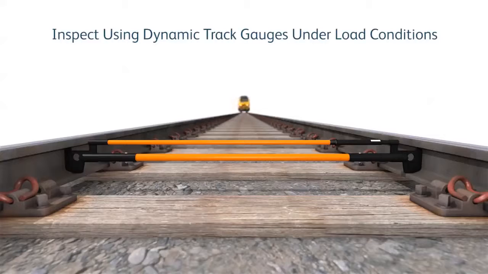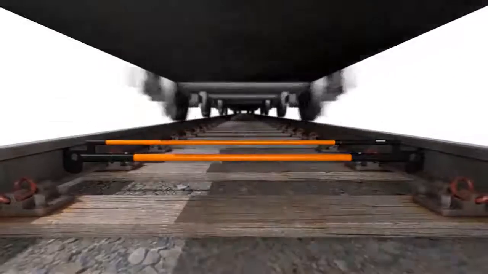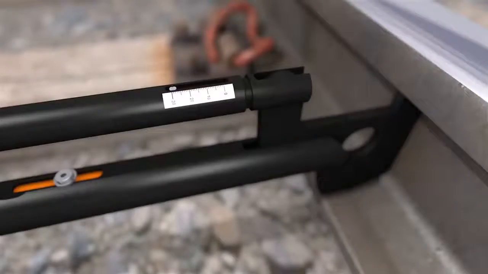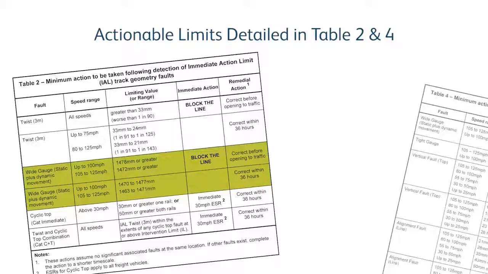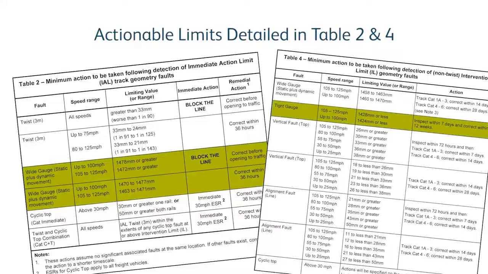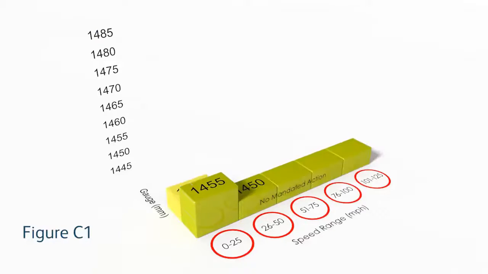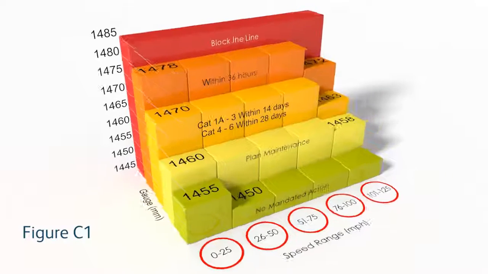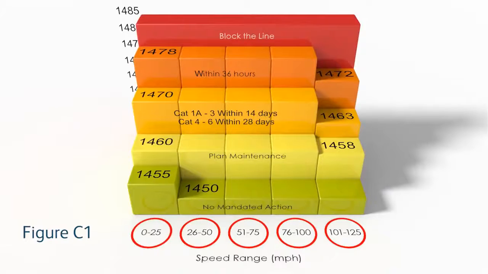Gauge faults must be inspected using dynamic track gauges under load conditions. Shuffle, rail rotation, wear patterns and running bands should also be considered. The actionable limits for wide and tight gauge are speed related and are detailed in Tables 2 and 4 of TRK 001 Module 11. The repair timescales range from 28 days to an immediate block the line, depending on the size of the fault in conjunction with the line speed. They are illustrated in Figure C1.